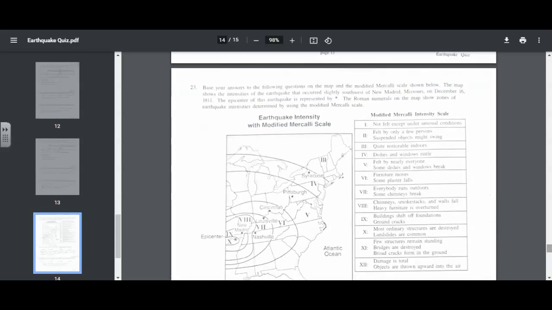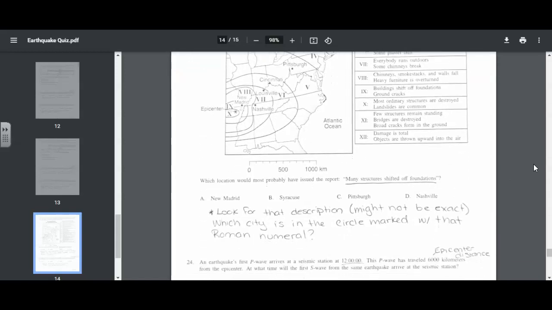Number 23. Base your answer to the following questions on the map and the modified Mercalli scale shown below. It shows the intensities of an earthquake that occurred slightly southwest of New Madrid, Missouri on December 16, 1811. The epicenter of the earthquake is represented by the asterisk, and the Roman numerals on the map show zones of the earthquake intensity determined by using the modified Mercalli scale. So we've looked at this before.